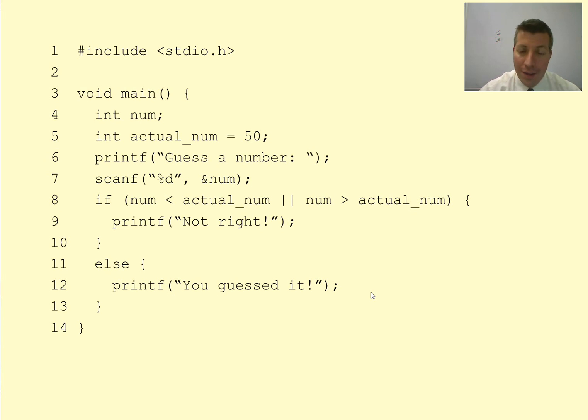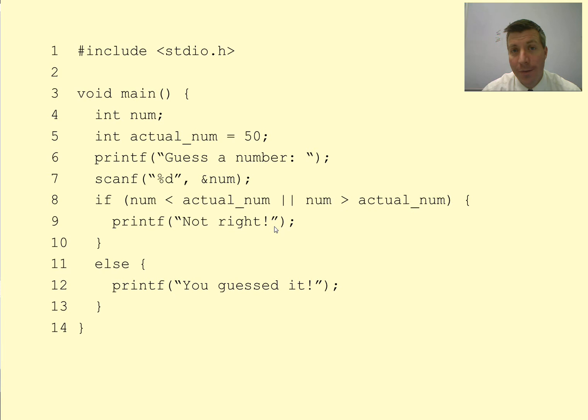It can only be strictly less than actual num or strictly greater than actual num. So I had to use the OR operator. If, in this case, the number that the user guessed was 45, I'm going to say if 45 is less than actual num, that is true. And I know that true or anything is true. So I'm not even going to check the second condition, and I'm going to jump into my if statement. Line 9 will execute saying not right.